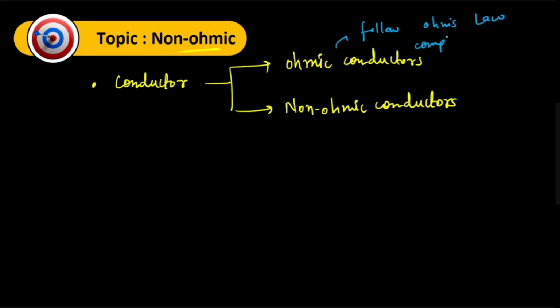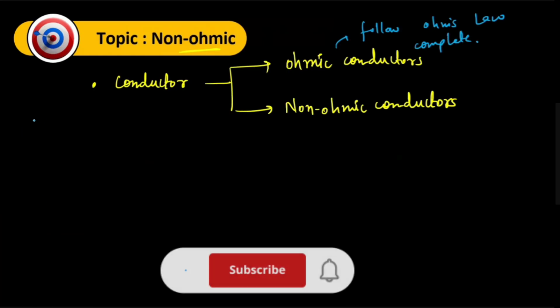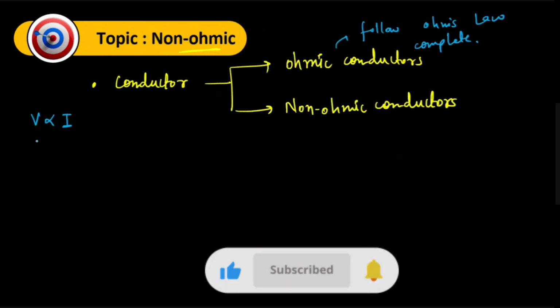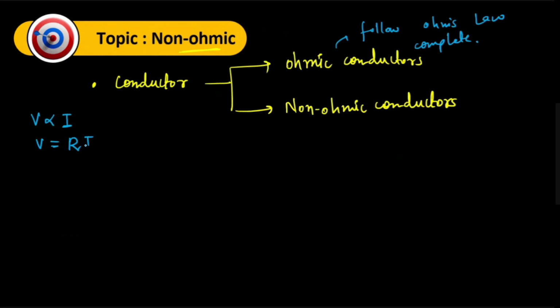Now, what does it mean? Let us understand it. So according to Ohm's law, V is directly proportional to I. So V is nothing but R times current. So if we try to draw a graph between V and I, we'll find that according to Ohm's law, the graph of a conductor should look like this. So ohmic conductors are those conductors whose VI characteristic curve looks like this.